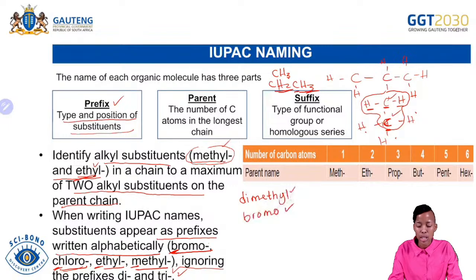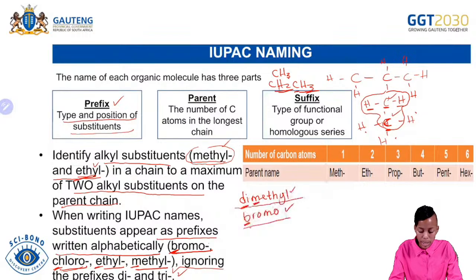The rules are saying that you need to ignore the di. So what is going to take priority in terms of alphabetical order? The B comes before the M. Therefore your bromo will be written first, followed by the dimethyl. So again, maybe another example.